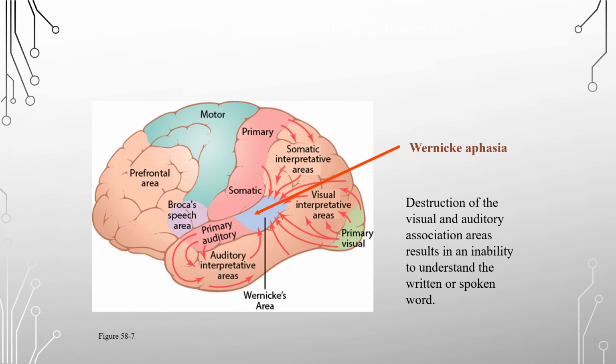Wernicke's aphasia, it is the destruction of the Wernicke's area. So destruction of the visual and auditory association areas results in an inability to understand the written or the spoken word. So interpretation happens here. If there is a lesion over the Wernicke's area, they will not be able to understand what is written or spoken.